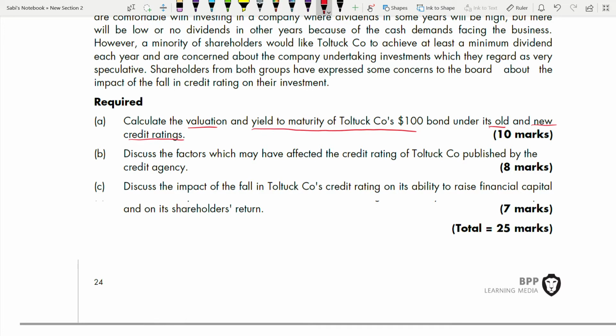Coming to part B. Discuss the factors which may have affected the credit rating of Toltec published by the credit agency. This question is very common. You can take the answers. Factors which affect credit rating. Part C. Discuss the impact of the fall in Toltec company's credit rating on its ability to raise financial capital and on its shareholder return. So what happens when the credit rating falls? What happens to the ability to raise financial capital and also to the shareholders' return?